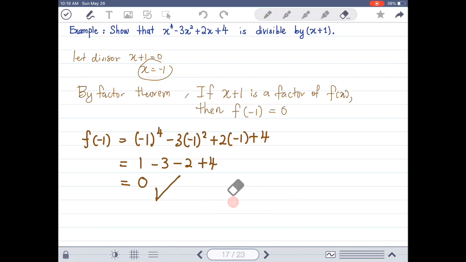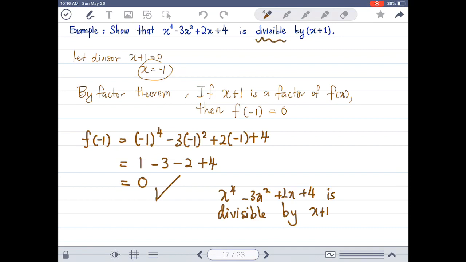We can say that x to the power of 4 minus 3x squared plus 2x plus 4 is divisible by x plus 1. What does it mean by divisible? It means that we can divide this polynomial with this polynomial without any remainder. And by factor theorem, we can see that the remainder is just equal to 0.